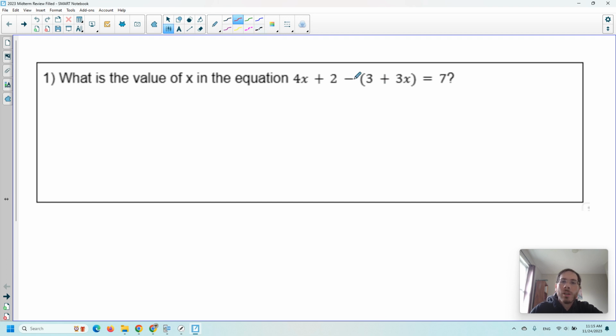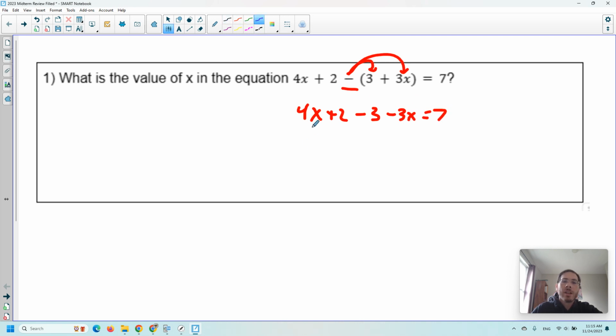So we can see this one's going to be a little bit tricky because usually we're used to seeing a number out front of the parentheses. Here the negative sign is in front of the parentheses. So we do have to distribute the negative sign. So 4x plus 2 minus 3 minus 3x equals 7.